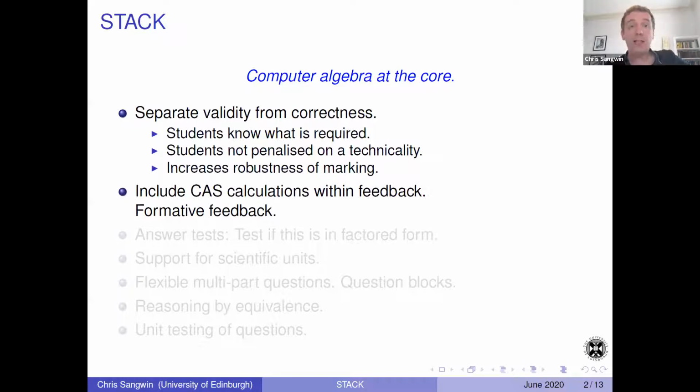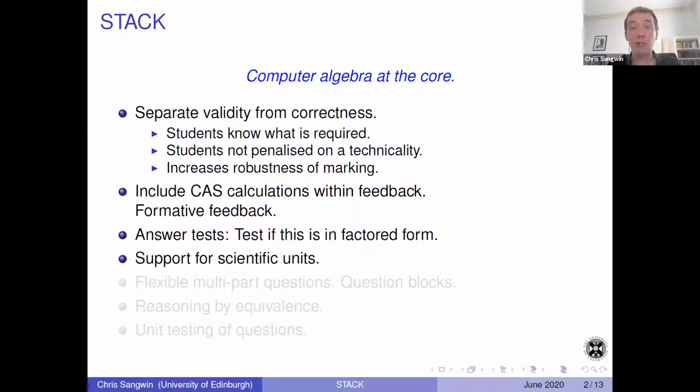We can include those CAS calculations in the feedback, and I designed this really with formative feedback in mind as opposed to marking exams. I've tried as best as I can to provide useful tools to teachers so they can think at an educational level. So that would be, how do I test this property, rather than how do I write code to test this property? So there are things like answer tests, which test if something is in factored form, so that you can just ask for that property.